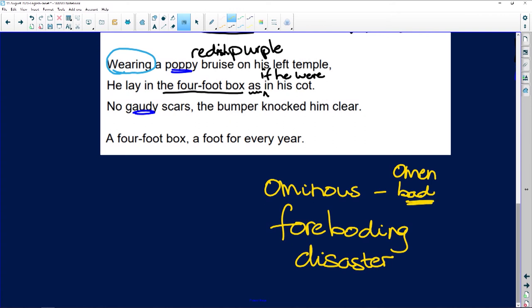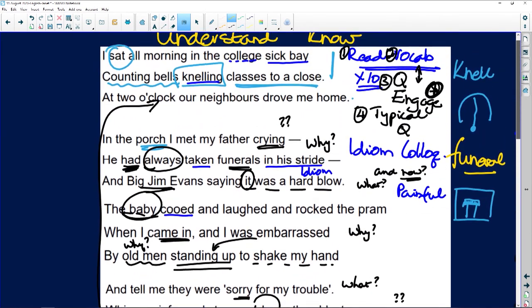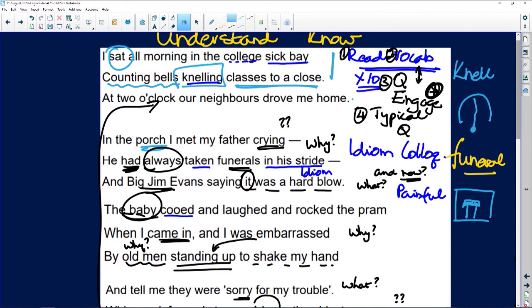So the mood is established in that first stanza. How? By the fact that he's sitting in the college sick bay, although he is not sick, is a warning that something's not right. The word knelling, and the fact that the neighbors have come to fetch him.